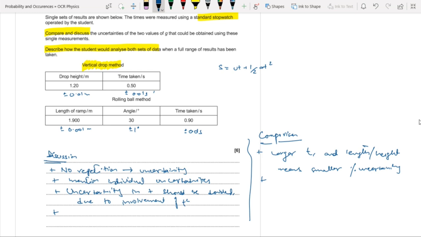Also, when we are comparing the two methods, we also see the effect of friction. Obviously, there will be friction in the vertical drop method. There will be air resistance or drag, but the friction due to the rolling of the ball, the rolling friction, is much higher than the air resistance. So friction would be larger or higher for the rolling method.